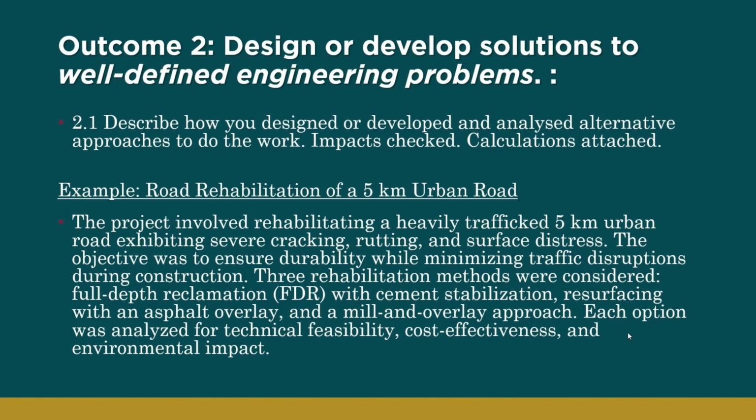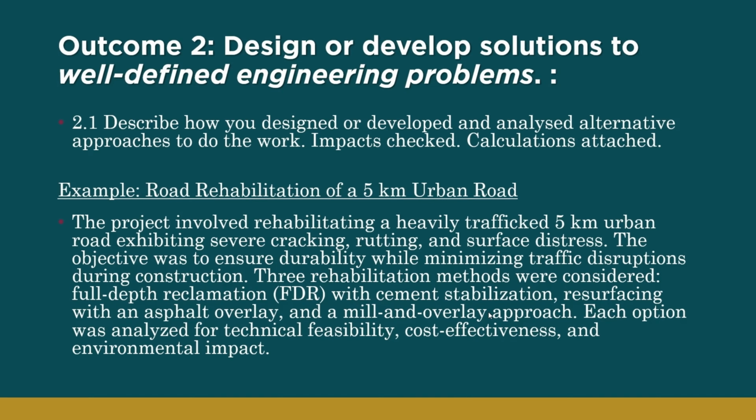Now let's look at a second example, the road rehabilitation of a 5-kilometer urban road. The project involved rehabilitating a heavily trafficked 5-kilometer urban road, which exhibited severe cracking, rutting, and surface distress. The objective was to ensure durability while minimizing traffic disruption during construction. Three rehabilitation methods were considered. Remember, I mentioned you need to look at various alternative approaches to do the work. In terms of solutions, different solutions. In terms of methods, various methods. In terms of systems, what systems did you consider?